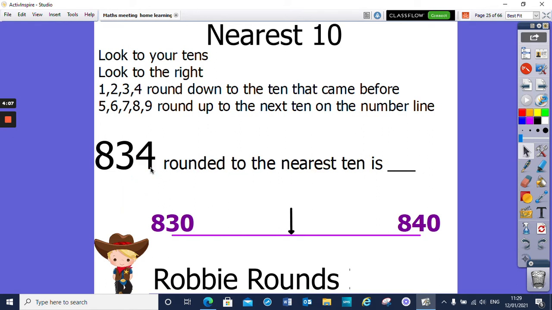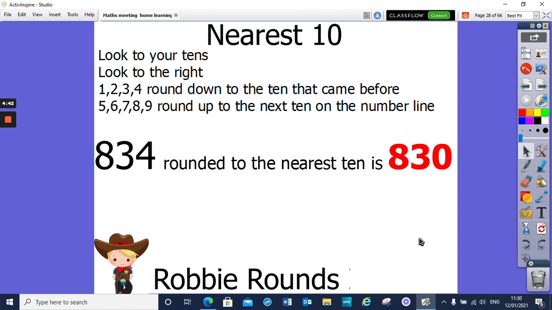Let's have a look at the number line. Well, halfway between 830 and 840, we would have 835. That's halfway between. So where does 834 go? That's right, 834 is smaller. It's closer to 830, isn't it? Have a look here. That's right. 834 is only 4 steps away from 830, but it would be 6 steps away from 840, which means that the answer, 834, rounded to the nearest 10, is 830. If you got that, well done. Let's move on.